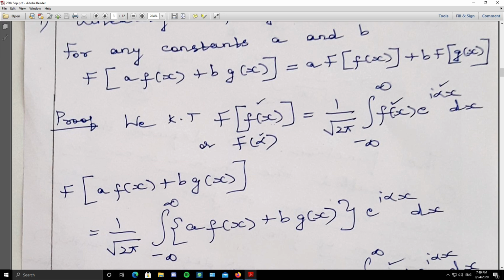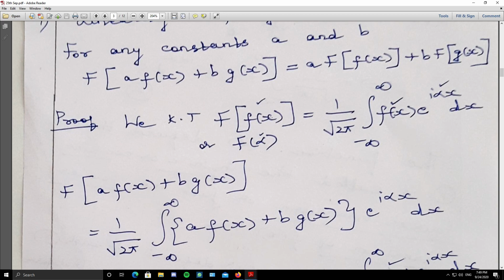So let us start with the definition. F of x or F of alpha is defined as 1 by root of 2 pi integral minus infinity to infinity f of x e power i alpha x dx. This is the definition of Fourier transform. A transform will have two notations. One with respect to the variable, that is x, so F of x. Other with respect to the parameter alpha, that is F of alpha. I repeat, any transform will have two notations, one with respect to the variable x and other with respect to the parameter alpha. So F of x or F of alpha, they both mean the same.